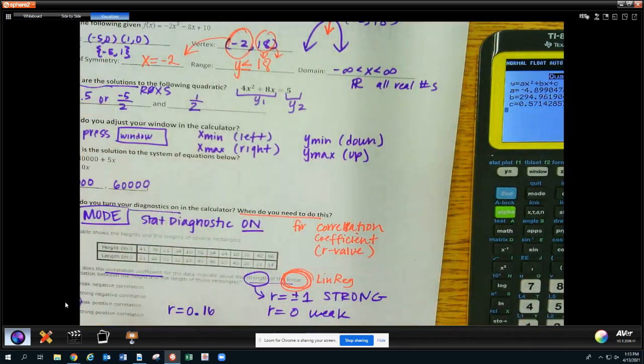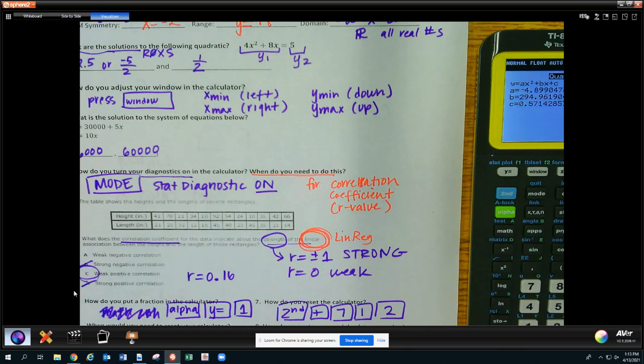Okay, so those are the most important features of the calculator, and now you have it all written down on one sheet of paper.